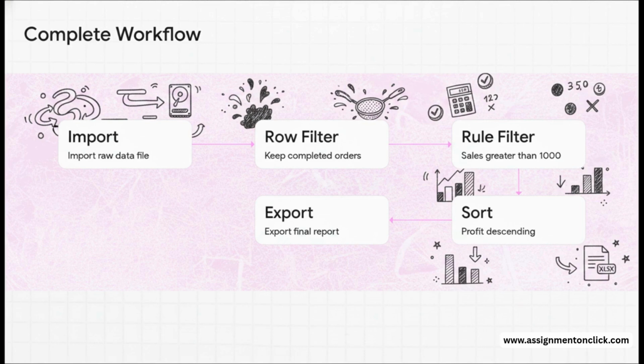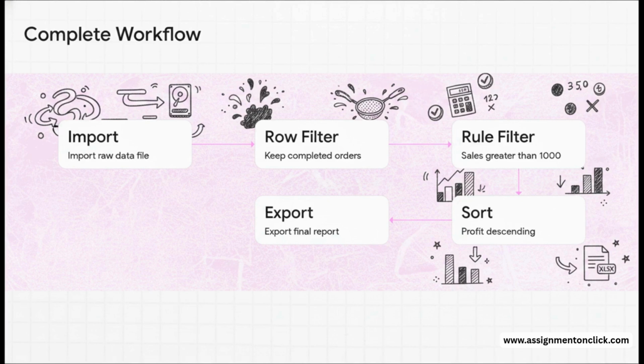First, we pull in the raw data file. Second, the basic row filter washes away the mud by keeping only the completed orders. Third, we apply the rule filter to isolate and keep only the rows where sales are strictly greater than 1,000. Fourth, we drop in the sorter node to arrange that profit metric in descending order. And finally, step 5, we export this beautifully clean, executive-ready report directly to an Excel file.